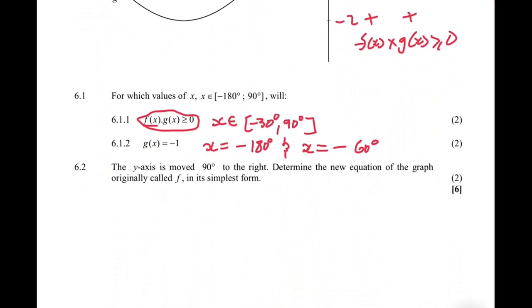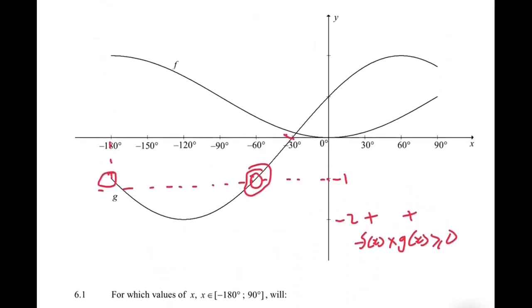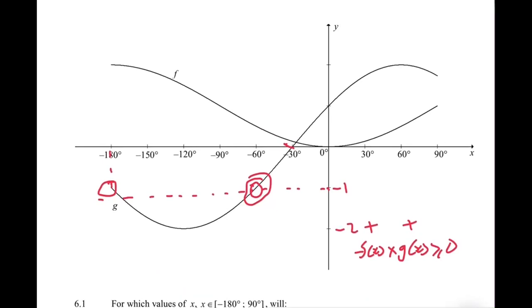6.2 says the y-axis is moved 90 degrees to the right. Determine the new equation of the graph originally called f in its simplest form. So our y-axis is moving from this point here to somewhere here. Moving the y-axis to the right just simply means that we're moving the graph to the left, right?